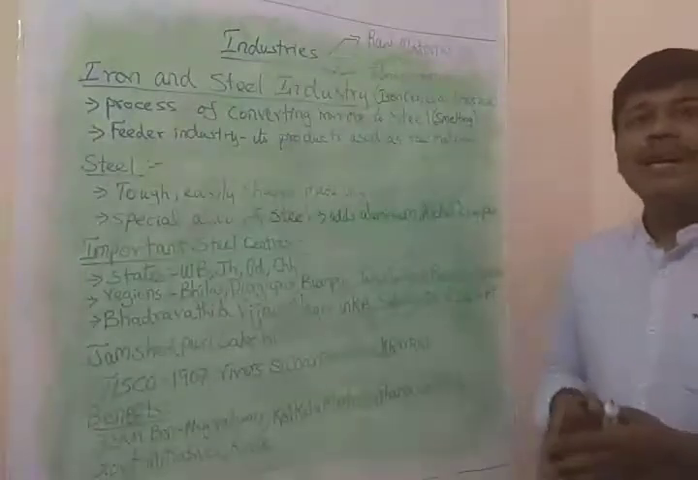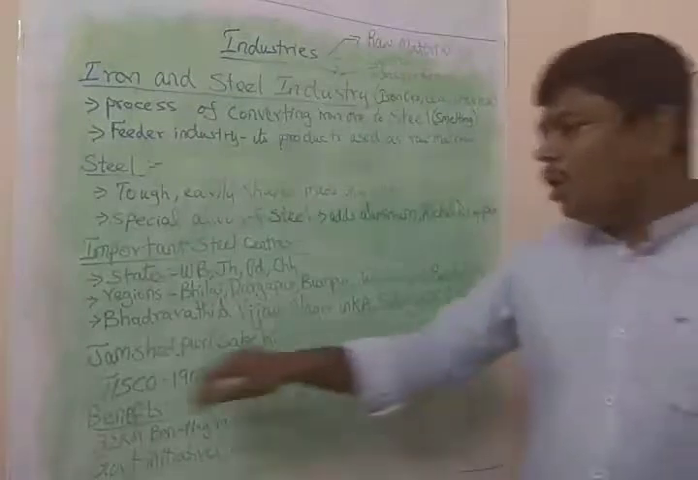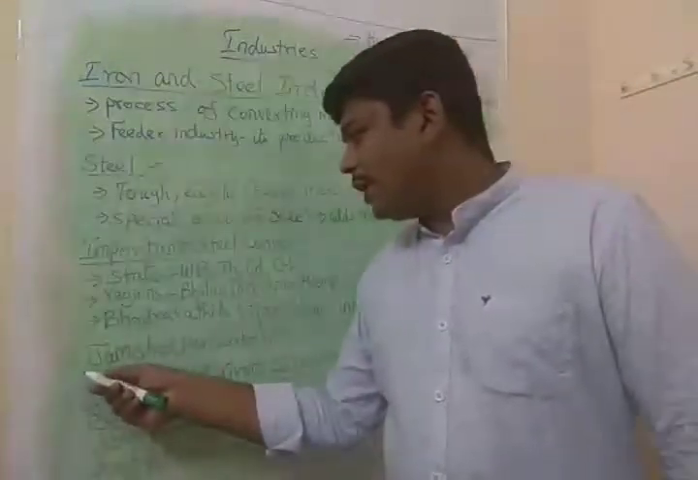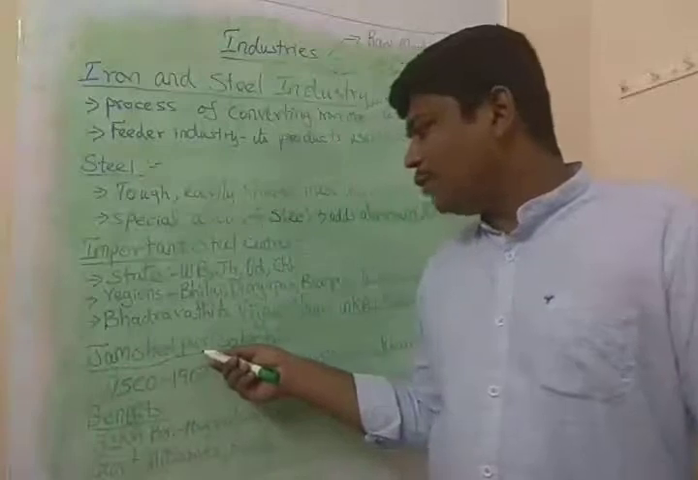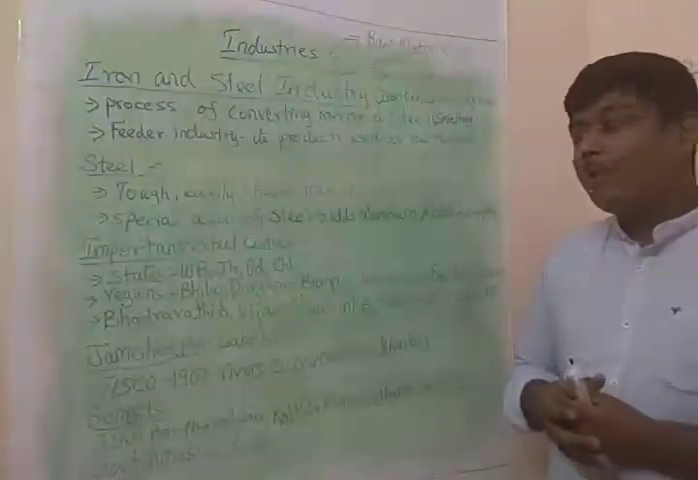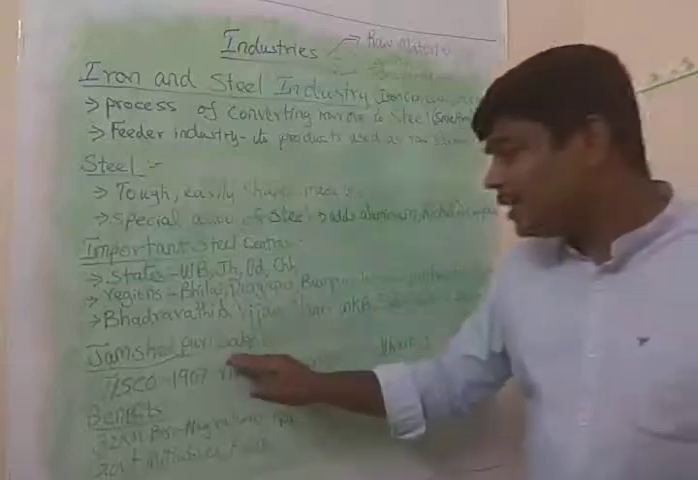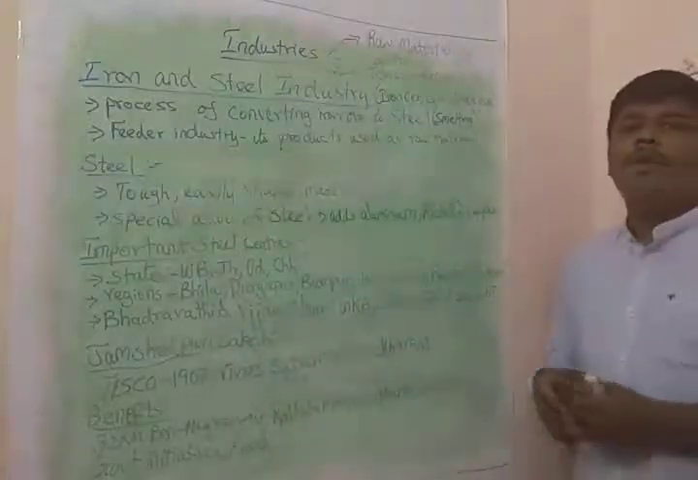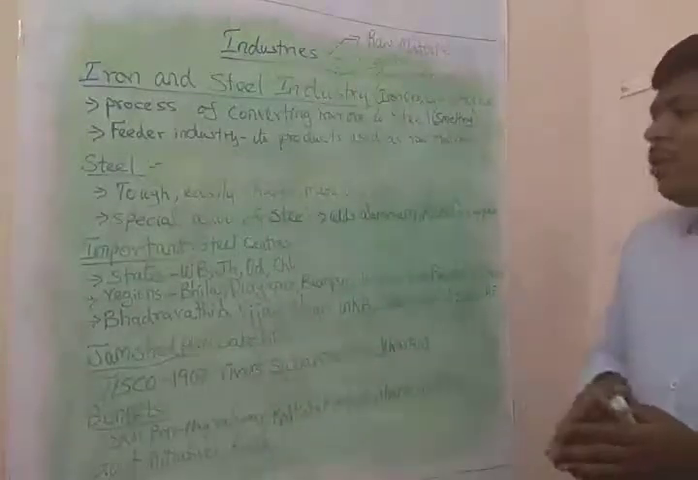Okay ma'am. So now we are going to see a few important iron and steel centers. You all know the word Jamshedpur, right? Today it is called Jamshedpur. Once upon a time, what name was it called, ma'am? It was called by the name Sakchi. Okay ma'am, Sakchi. And what?